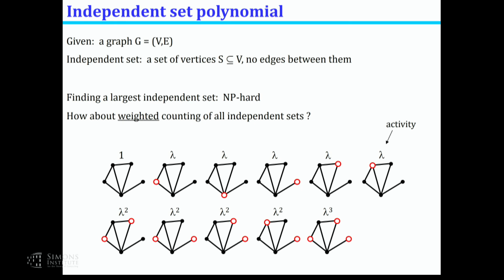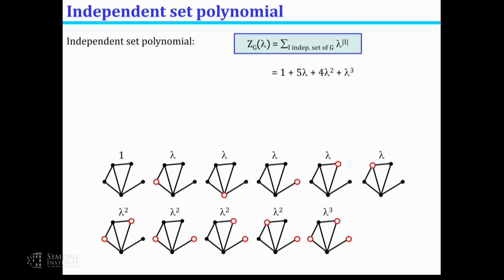So for any lambda, we are going to give the weight of lambda to the number of vertices in my independent set. That's going to be the weight for this independent set. And so if lambda is bigger than 1, we're giving larger weight to the large independent sets. If it's smaller than 1, we're giving weight to the smaller ones. And this brings us to the independent set polynomial. The independent set polynomial is simply the sum of all of these weights.